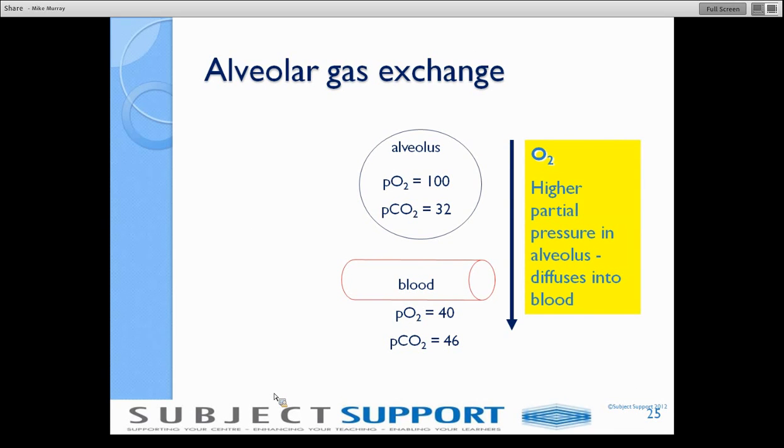And as a point of interest here, so you understand, the correct term is partial pressure, but the examiners will accept the word concentration if you use it. So there's a higher concentration of oxygen in the alveolus, a lower concentration of oxygen in the blood. Okay, we'll accept that.